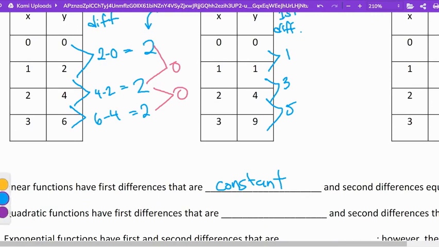Let's make a note. First difference is saying when I go across one, how much am I going up? Well, isn't that the step pattern? Go across one, go up one. One across 3 up, one across 5 up.